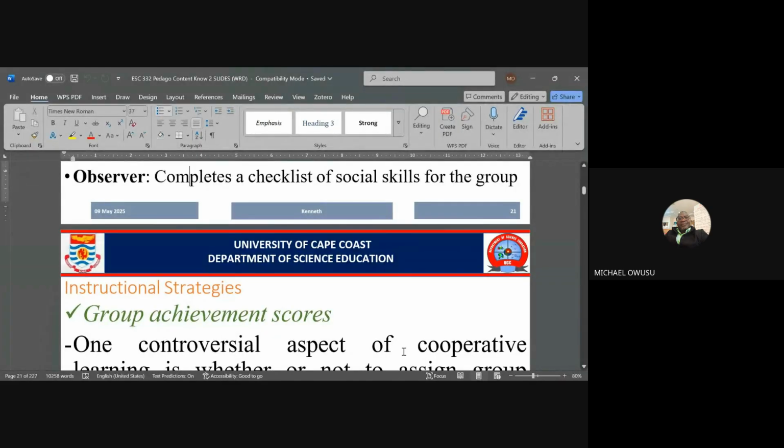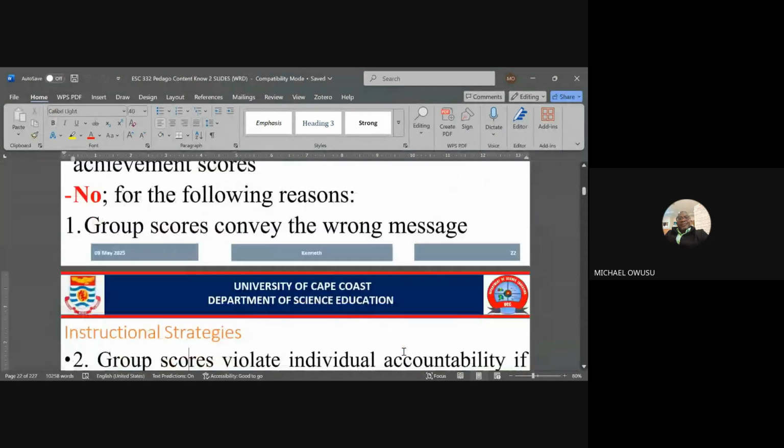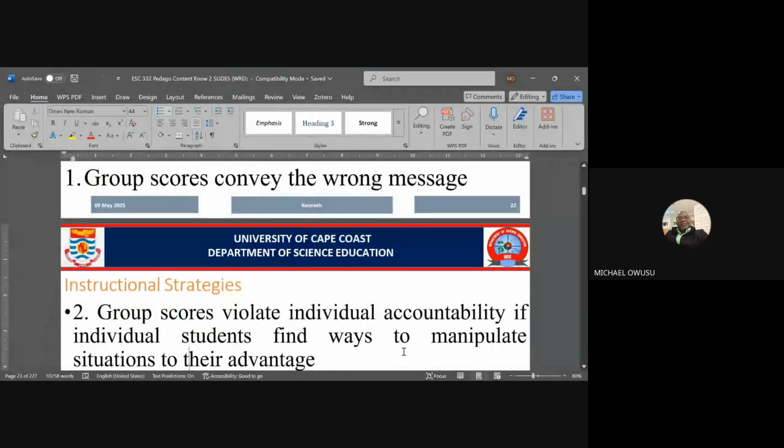Let's look at the other side of it, the no aspect, for the following reason: group scores convey wrong messages. How do you explain this? Group scores convey wrong messages.